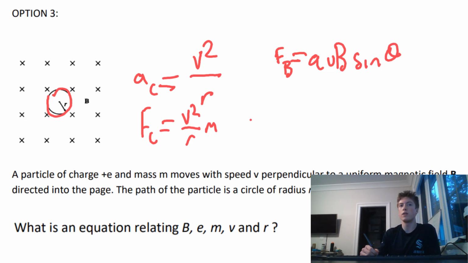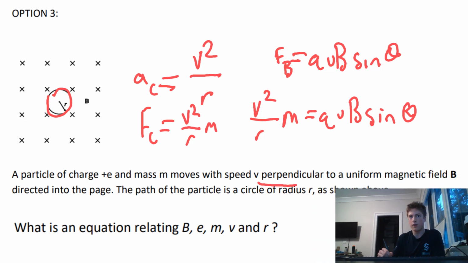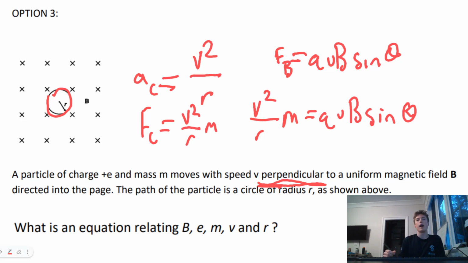So we can set these equations equal to each other, and we get v squared divided by r times m is equal to q times v times B sine theta. So we get a question here: what is sine theta, or what is theta in general? We have this thing here that says the speed v is perpendicular to a uniform magnetic field. So this angle is the angle between the velocity and the magnetic field, and because it's perpendicular, that means it's 90 degrees. Sine of 90 degrees is equal to 1.